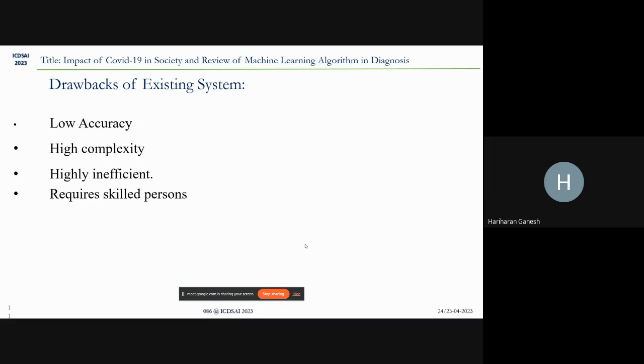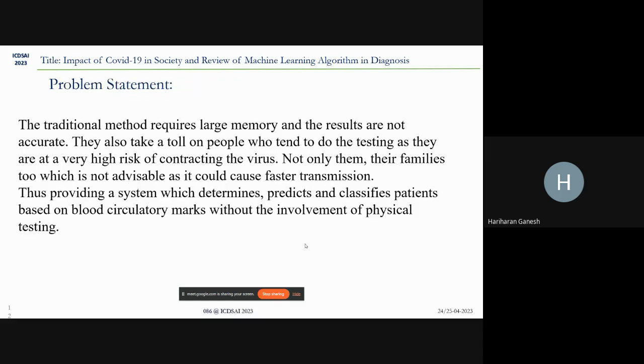And for COVID-19 patients, if they require immediate testing, they need skilled professionals who are completely covered in a hazmat suit to comply with the regulations and then test the patient. So that would be a drawback. Our problem statement is that the traditional method requires large memory because they have to compile data of millions of people, because this was a pandemic which was affecting the entire country.